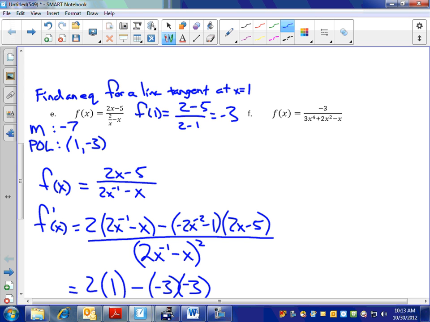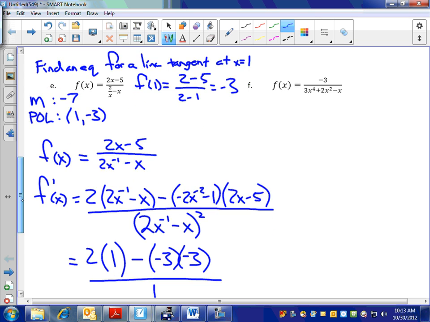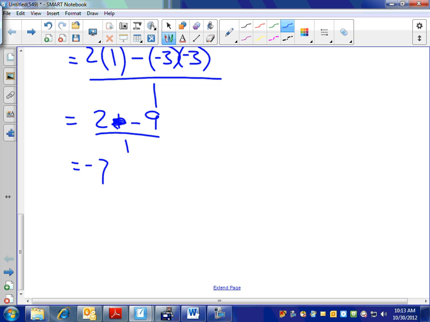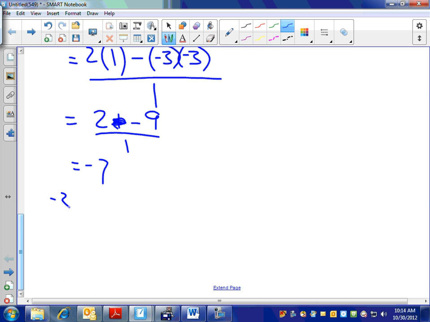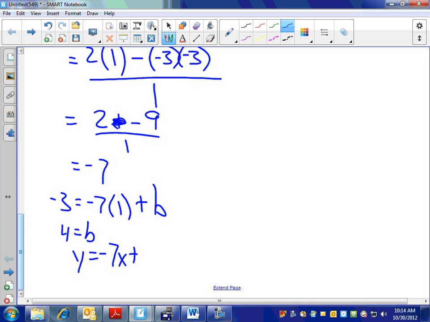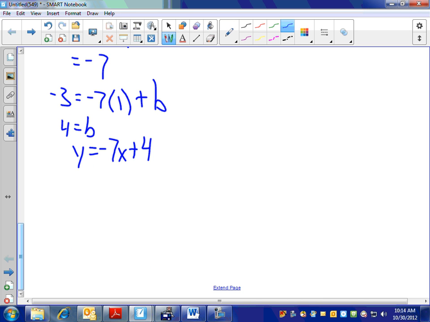So now I need to find the equation for the line. I use y equals mx plus b. So my y value is negative 3, which is equal to my slope, which is negative 7, times my x value, which is 1, plus b. 4 is equal to b, so you have y equals negative 7x plus 4. Boom, that is right. How could I check to make sure that that is 100% accurate?